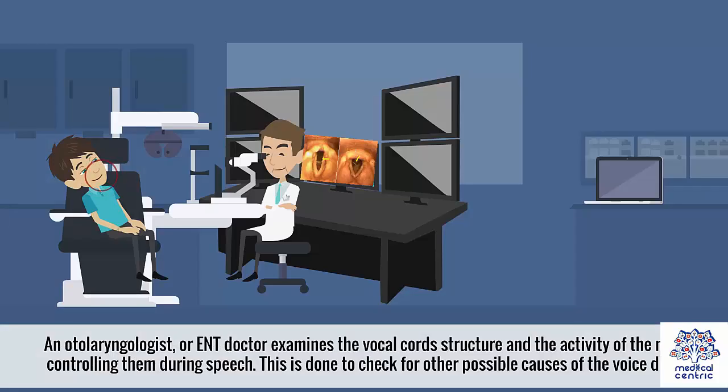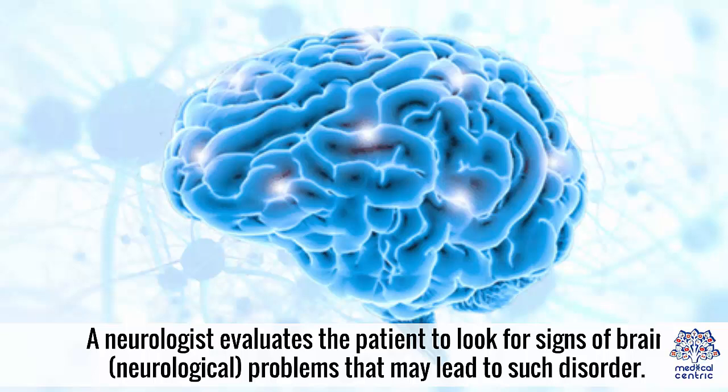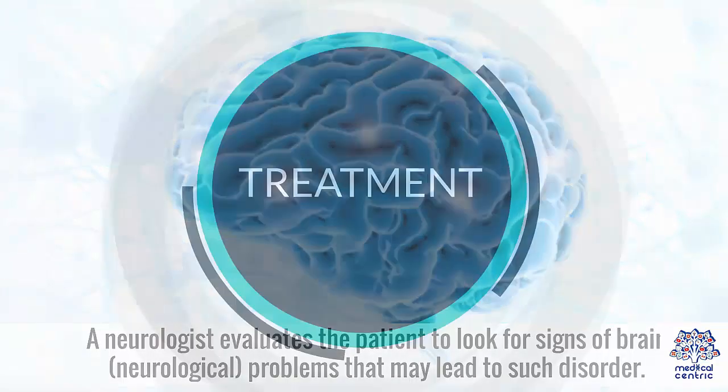An otolaryngologist, or ENT doctor, examines the vocal cord structure and the activity of the muscles controlling them during speech. This is done to check for other possible causes of the voice disorder. A procedure called transnasal flexible fiber optic laryngoscopy may be used to achieve this. A neurologist evaluates the patient to look for signs of brain or neurological problems that may lead to such disorder.